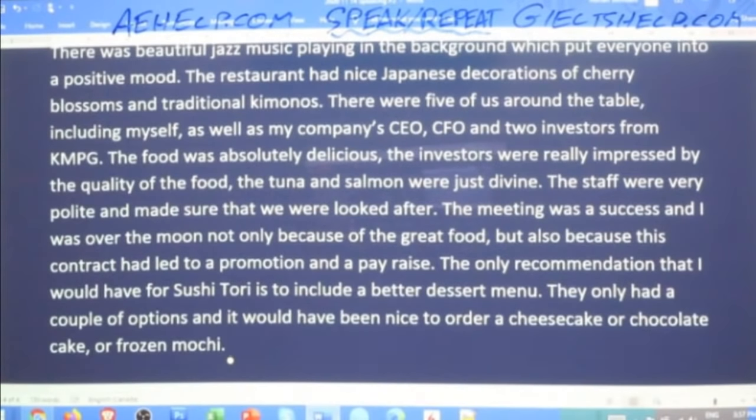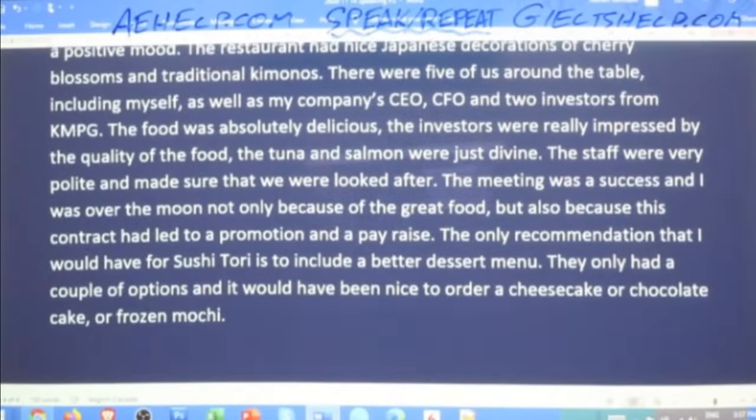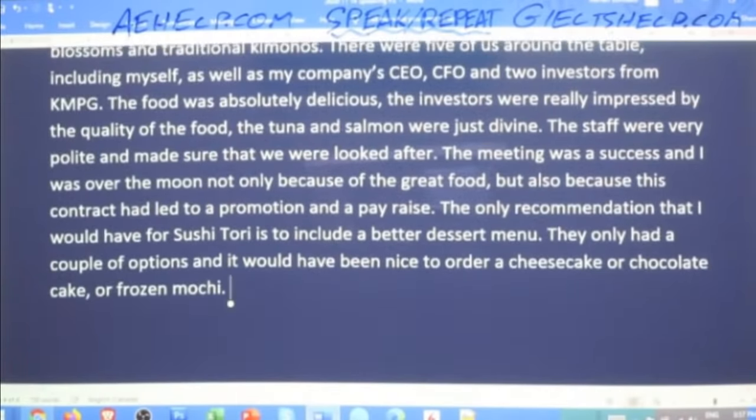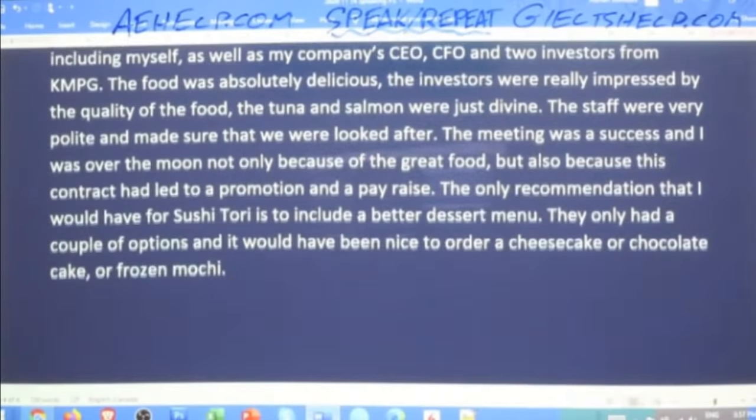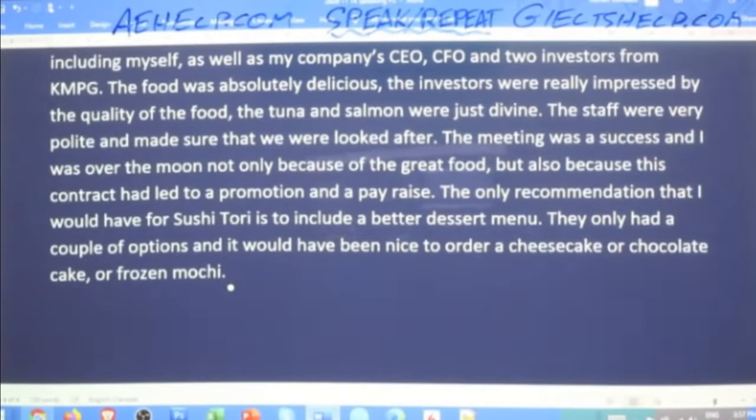There were 5 of us around the table, including myself, as well as my company's CEO, CFO, and 2 investors from KPMG. The food was absolutely delicious. The investors were really impressed by the quality of the food. The tuna and salmon were just divine. The staff were very polite and made sure that we were looked after.